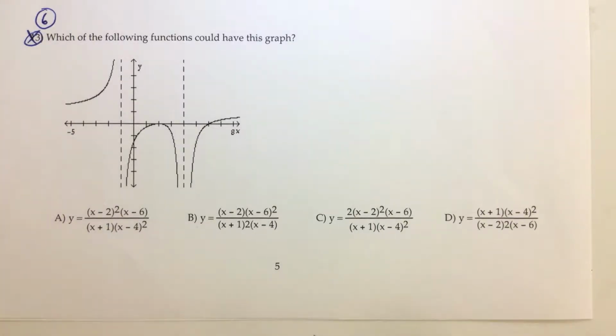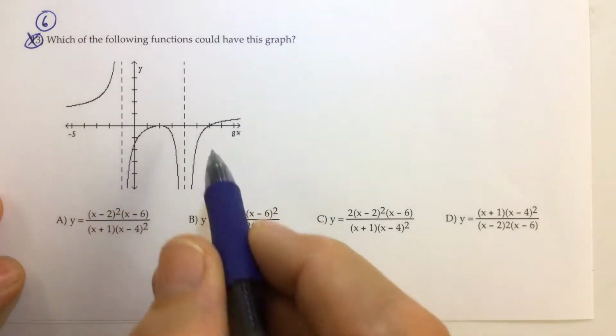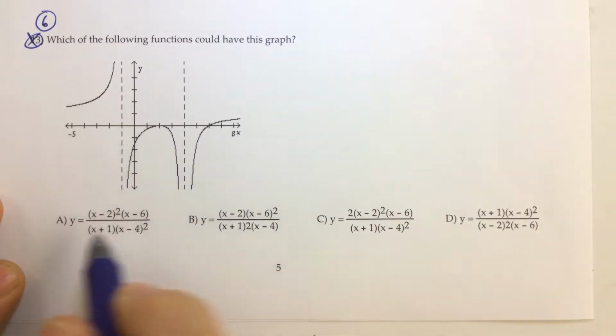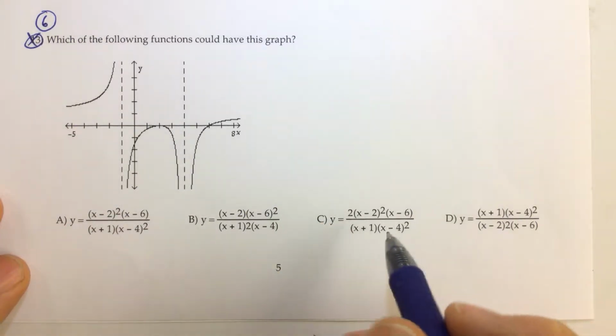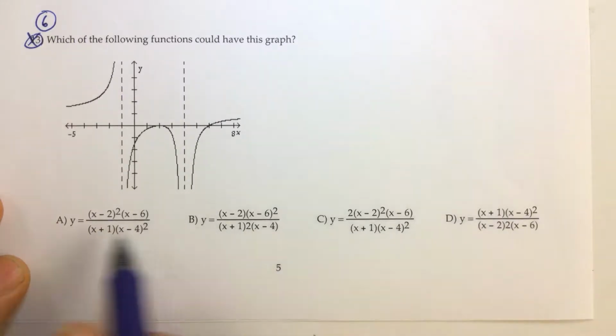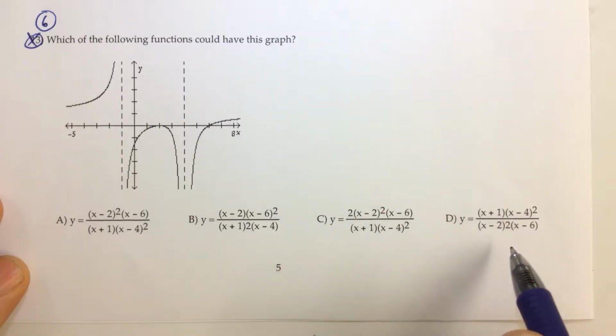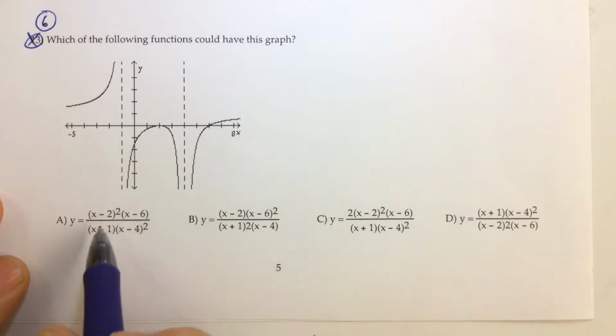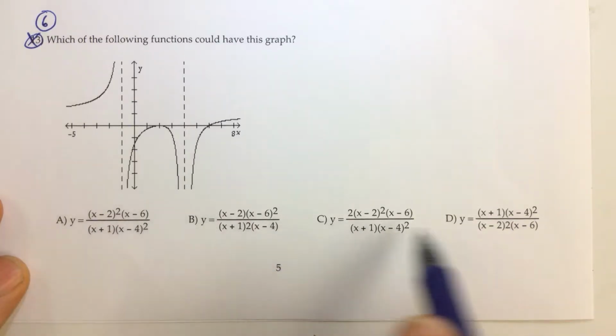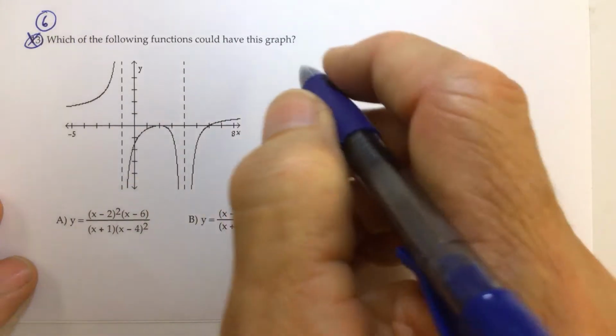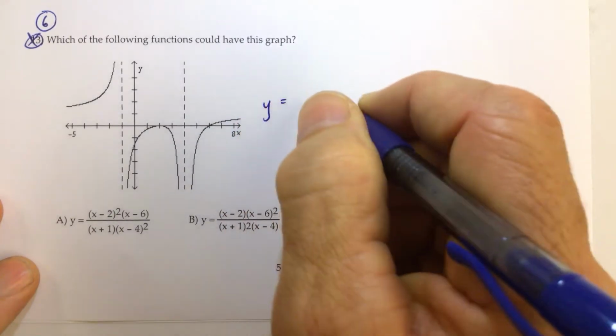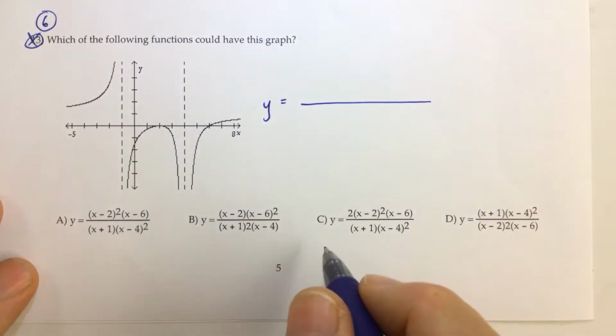Problem number 6, we have a rational function graphed, and we're trying to figure out which of the following functions could have this graph. So the way I approach these kinds of problems, these multiple choice kinds, I don't try to look at the equations first. What I try to do is create my own. So I'm going to create my own based on what I observe.